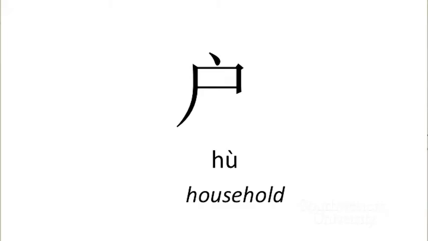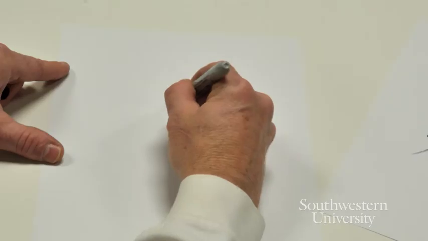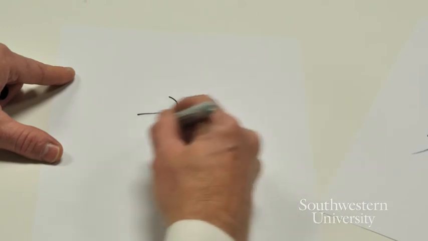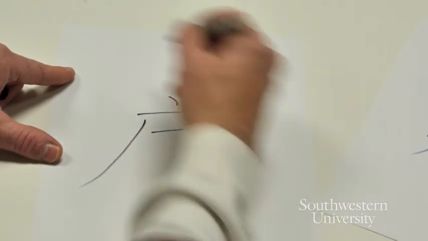Hu. Hu means household. So here's how you write it. Dian, hung, jia, hung, pie.